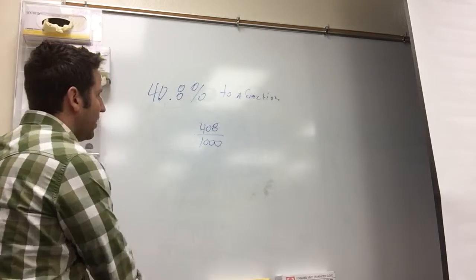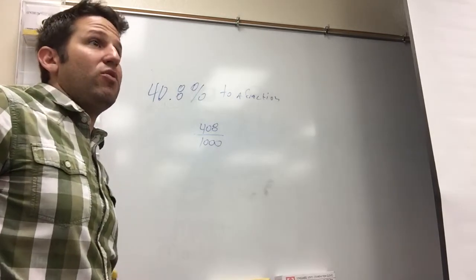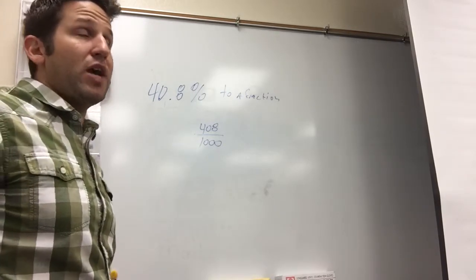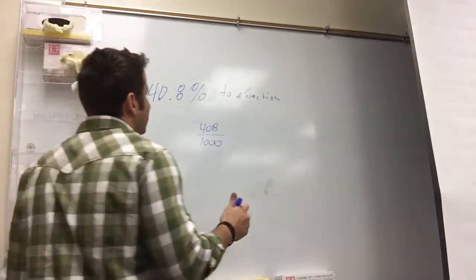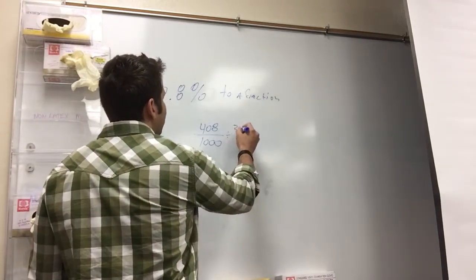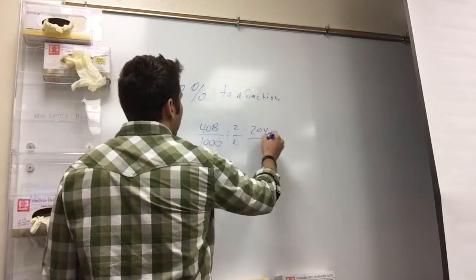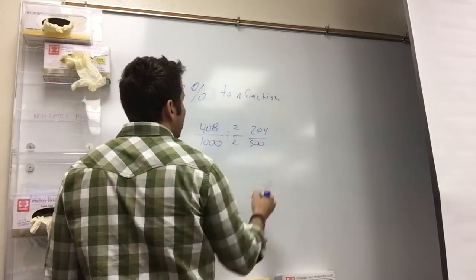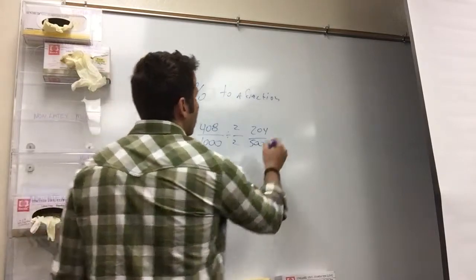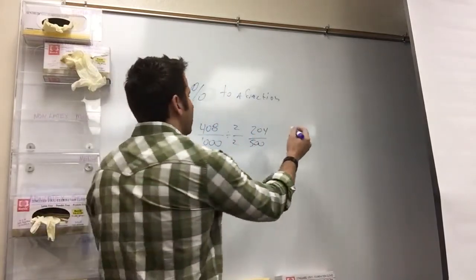Do I have a whole number on top? Yes. Do I have a whole number on bottom? Yes. So now we can start doing some math, right? So if I divide by 2, what does that give me? 204 over 500. 102 over 250.